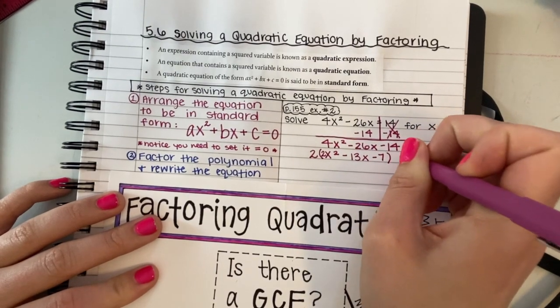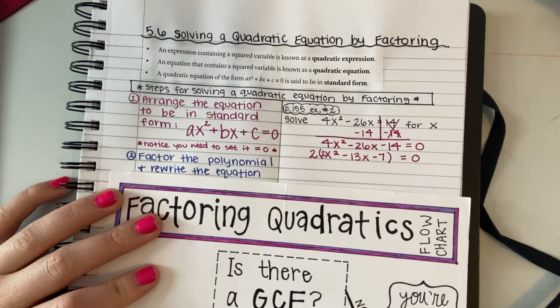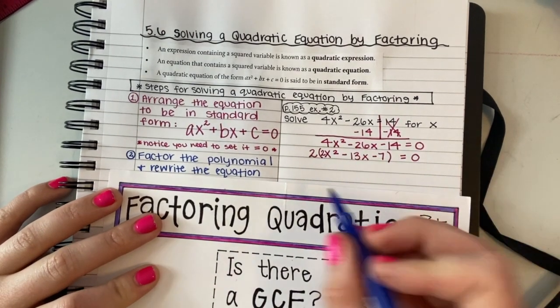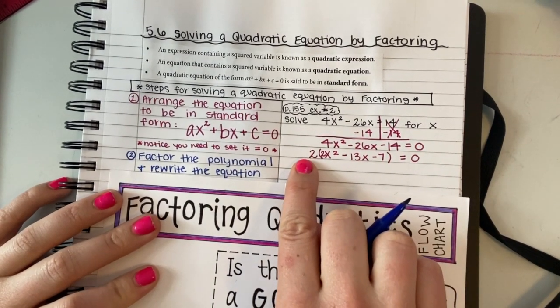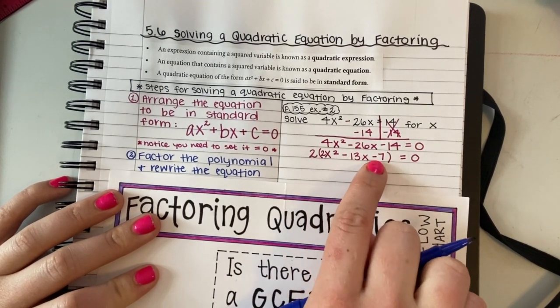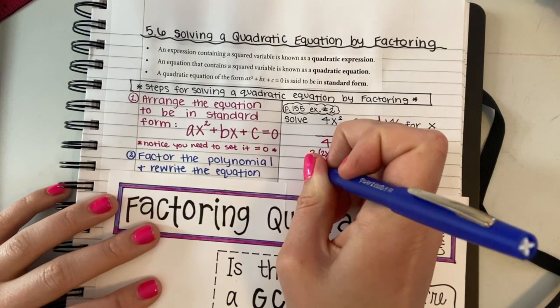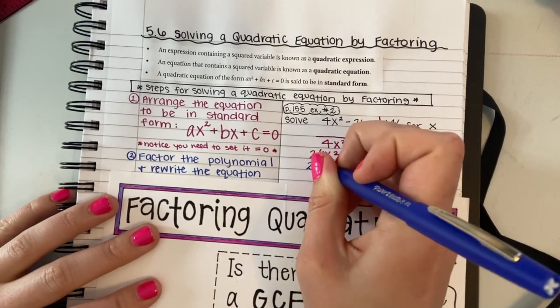If you do not factor out the number 2, then it's not going to be correct. So we have 2 on the outside of parentheses, 2x squared minus 13x minus 7 equals 0. I'm just going to write this down here since I squished it there.